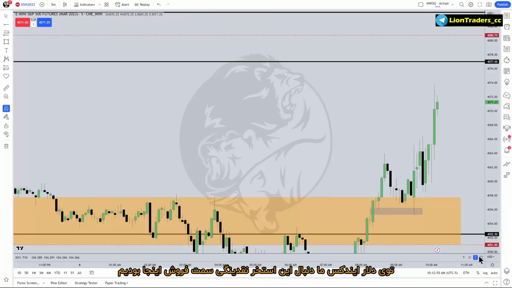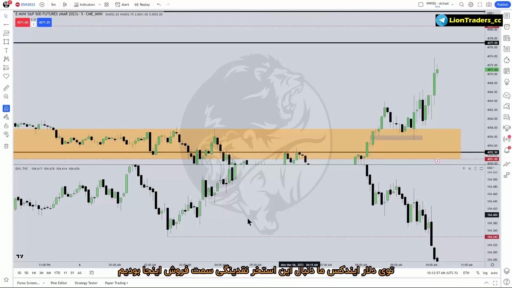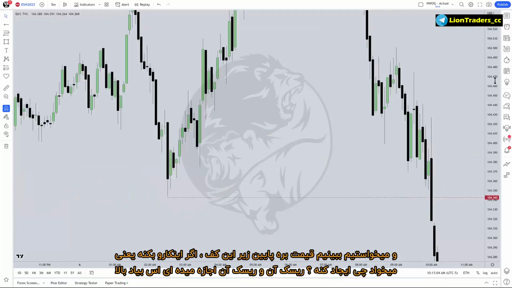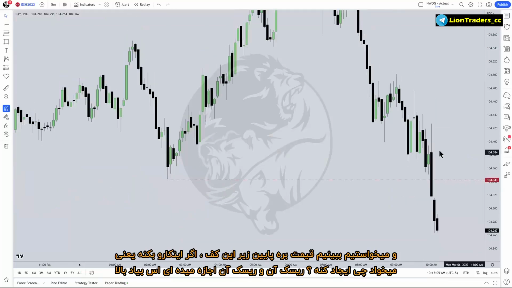In the dollar index, we were looking for that sell side liquidity pool here. And we wanted to see price move lower through this low. If it does this, that means it's going to cause what? Risk on. Risk on is going to allow for ES to trade up.